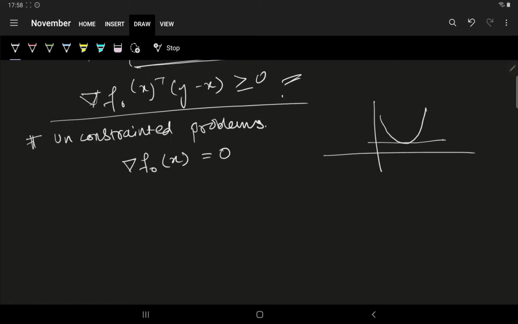It's like this. The optimal point will have a slope of 0 if it's unconstrained, so it will have the entire domain of the function, a convex function, and it will be optimal at the point where del of f naught of x will be equal to 0.